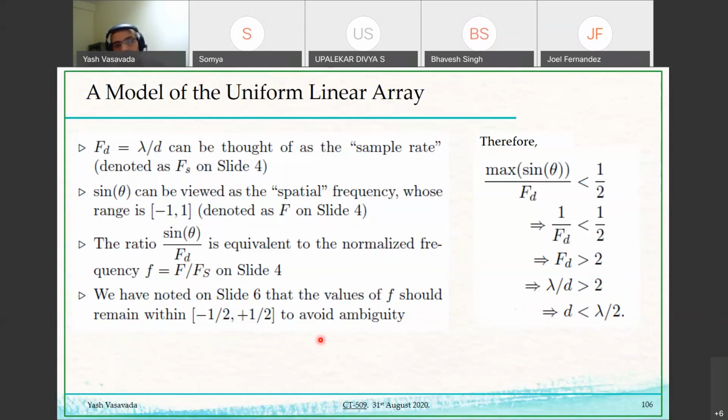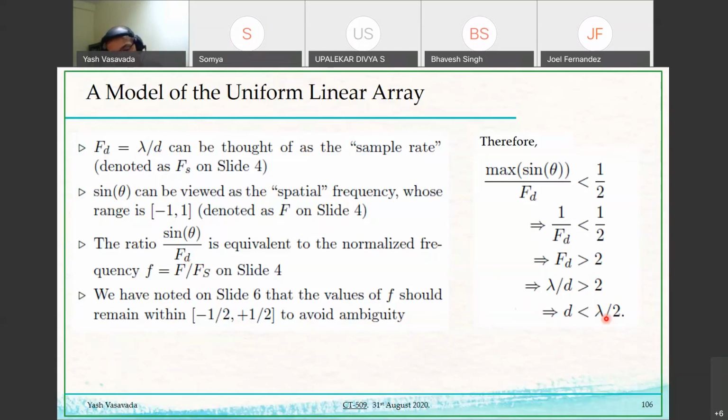So here in that context, if this condition is not met, then two different angles will appear to be identical. We will not be able to tell any difference. Now, that is the only difference, I would say, between the model that we had looked at earlier and this beamforming model. Otherwise, everything else pretty much applies as it is. All you have to do is make substitutions.